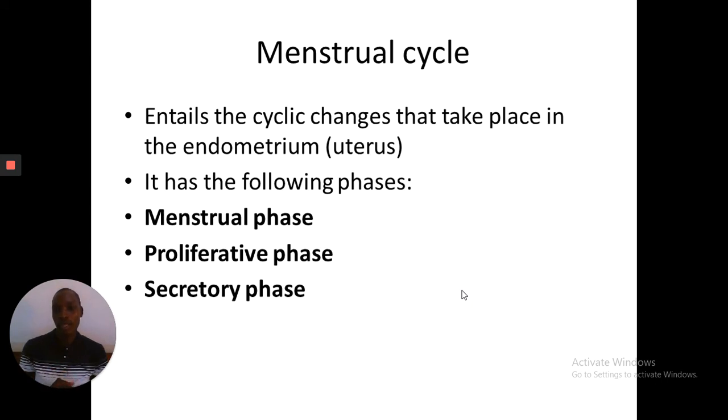We've got the menstrual phase that we commonly refer to as periods. And then it has got the proliferative phase. During the menstrual phase, actually what is happening is the wall of the uterus usually sheds off because it had grown to prepare for pregnancy.